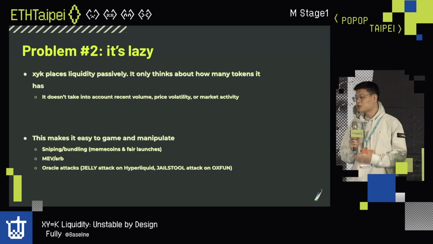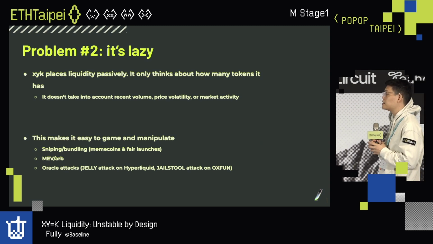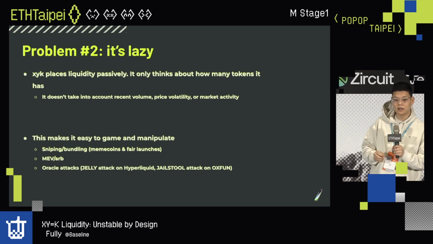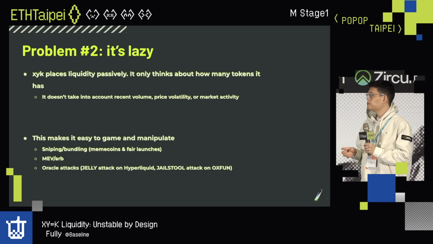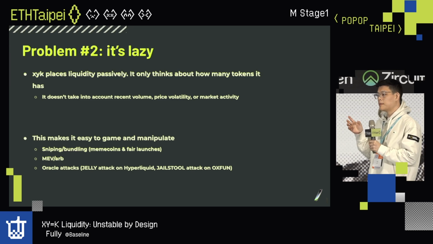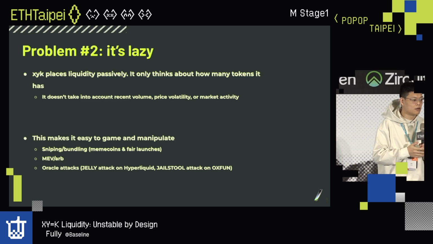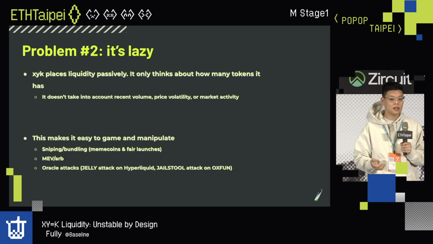Okay, so it's not just dumb. The other problem is that it's very lazy. XYK is a very passive strategy, as I said, but it doesn't react to things that are happening in the market. It only worries about how many tokens it has at any time, and it doesn't take into account recent volume, recent price action, or volatility.